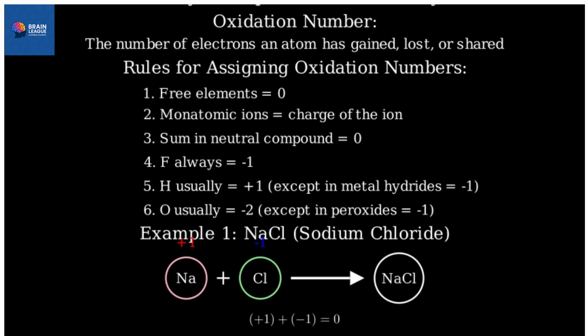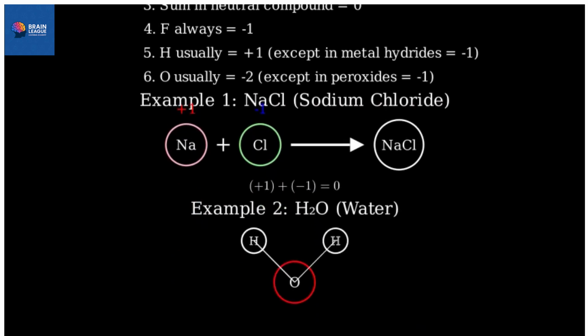Let's look at another example, water or H2O. Hydrogen usually has an oxidation number of +1 in compounds with nonmetals. Oxygen usually has an oxidation number of -2. So we have two hydrogen atoms, each with oxidation number +1, and one oxygen atom with oxidation number -2. The sum is 2 times +1, which is +2, plus -2, which equals 0. This confirms our rule that the sum of oxidation numbers in a neutral compound is 0.